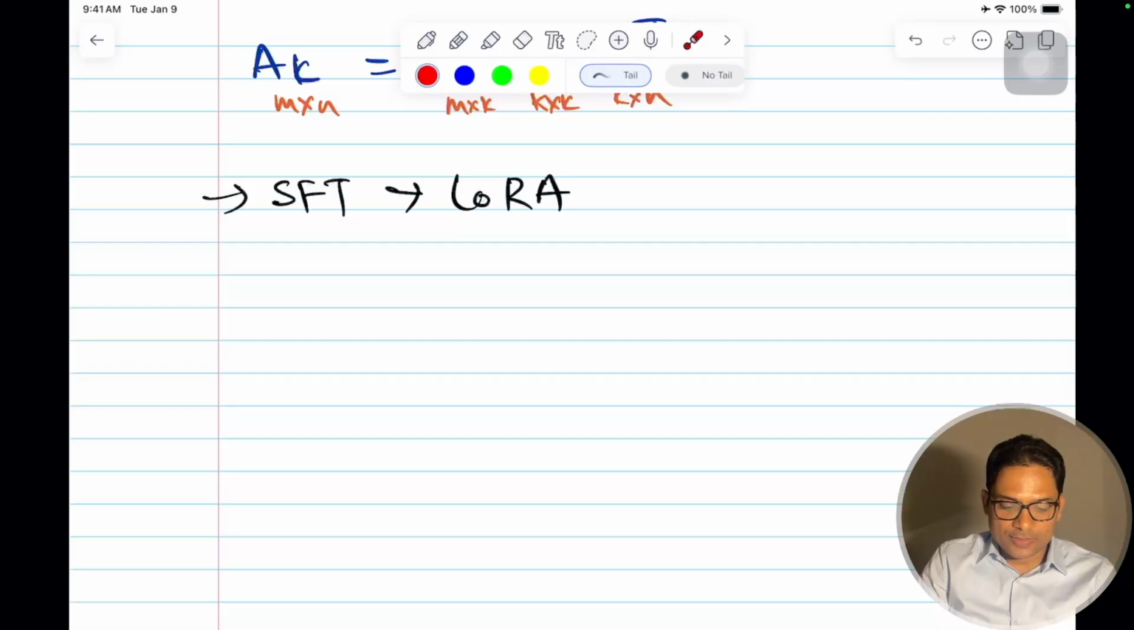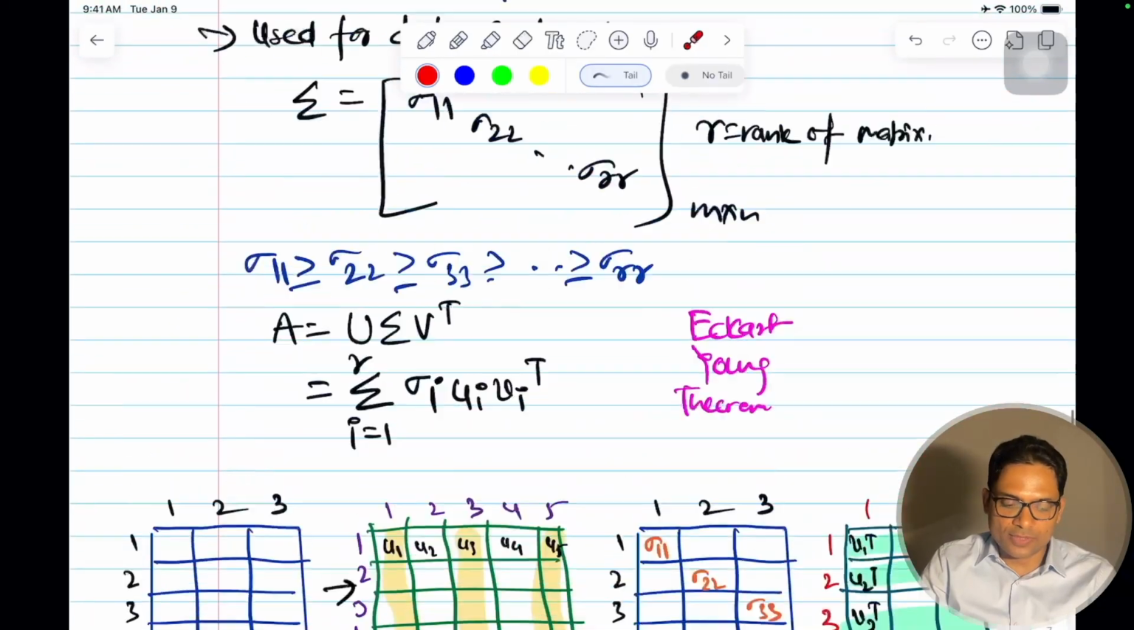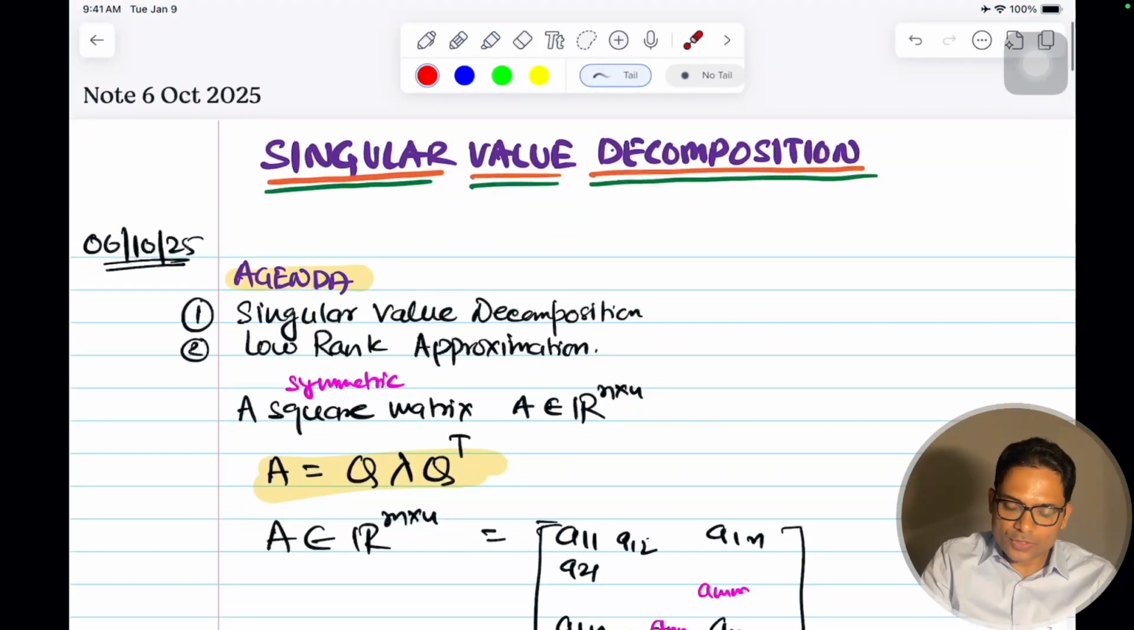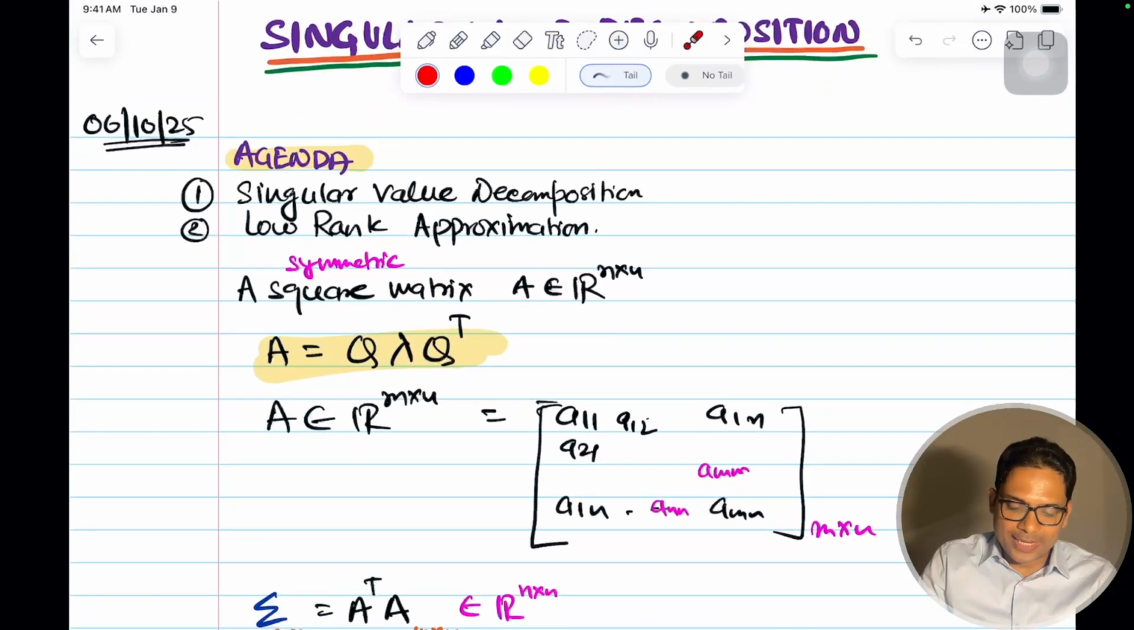So that is with the content. Let's do a quick revision of what we have understood. This is about singular value decomposition, and we understood why it is required.